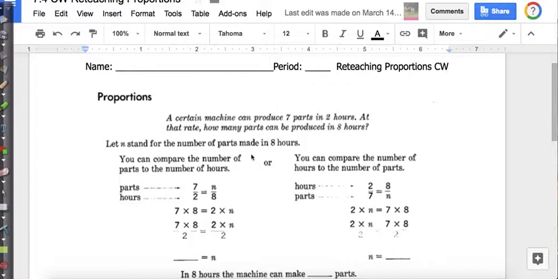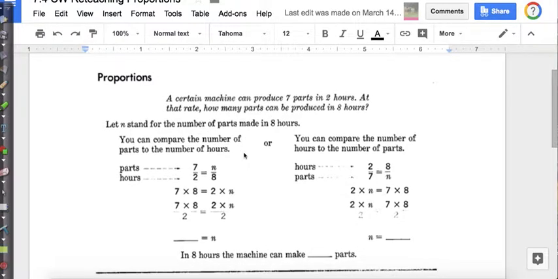Now, these are going to be different than the proportions we used for unit rate, because with unit rates we were using a proportion per 1. So we always had a 1 in our proportion because we were finding a unit rate. Now these will not have a 1 in our proportion because we're not finding out how much for 1 here. So a certain machine can produce 7 parts in 2 hours. At this rate, how many parts can be produced in 8 hours?